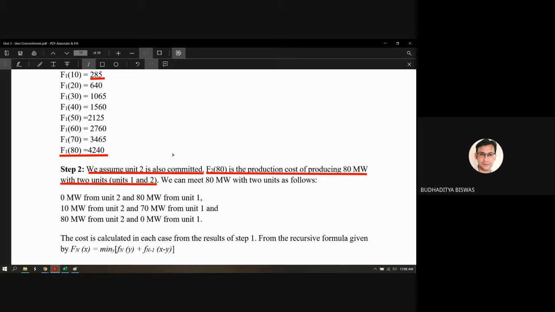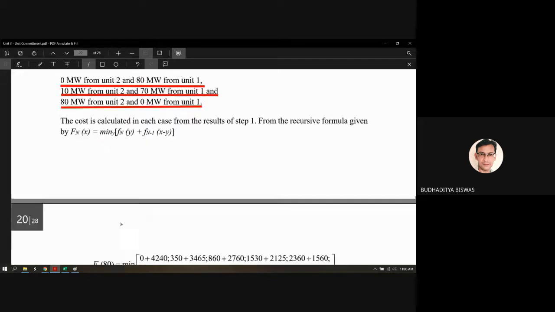We can meet 80 megawatt with 2 units as follows. How? 0 megawatt from unit 2 and 80 megawatt from unit 1. This is one of the cases of how we can meet the 80 megawatt load demand. 10 megawatt from unit 2 and 70 megawatt from unit 1. And also 80 megawatt from unit 2 and 0 megawatt from unit 1. Now the cost is calculated here.